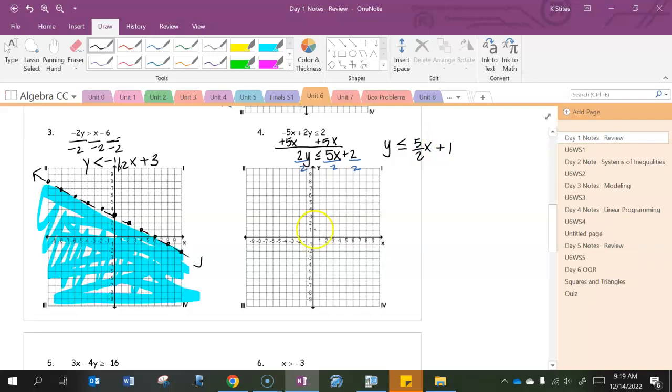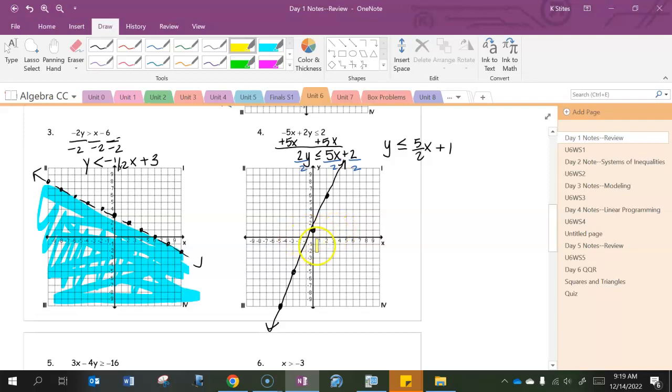All right, let's graph. Up at 1. Up 5, right 2. And this is our first line. We have the actual equal to line underneath, so we are going to go ahead and draw a normal solid line. This is a less than, so we're shading below.